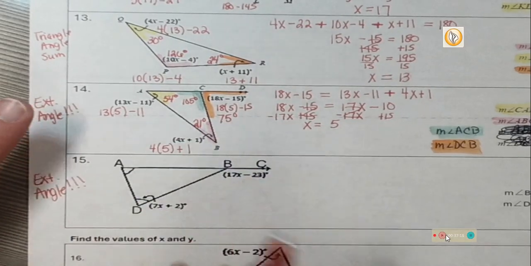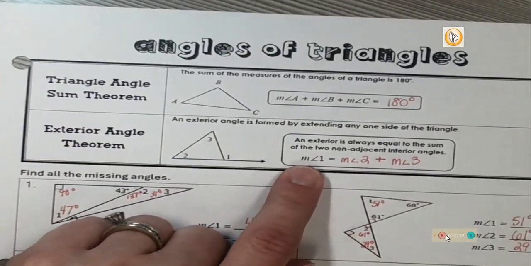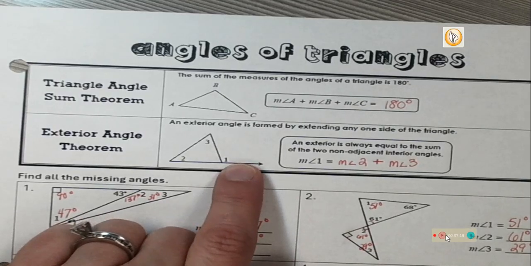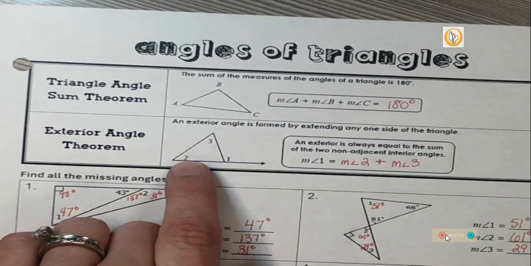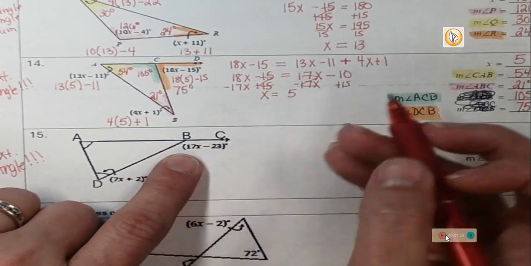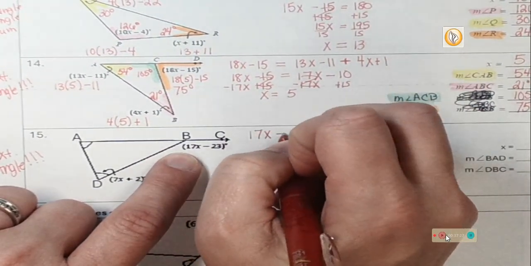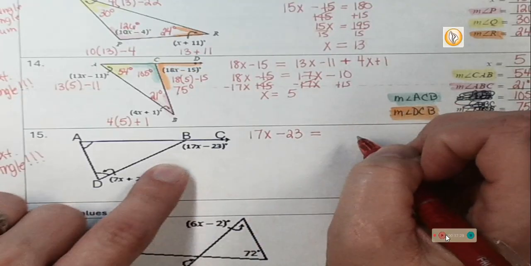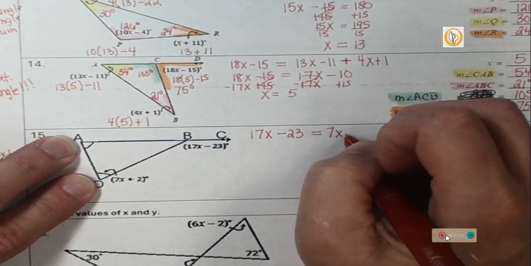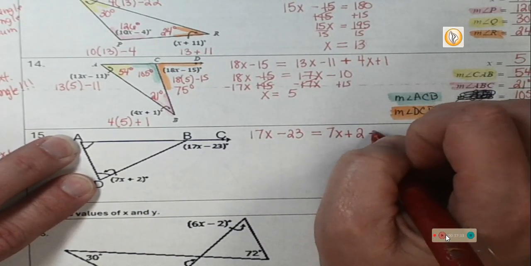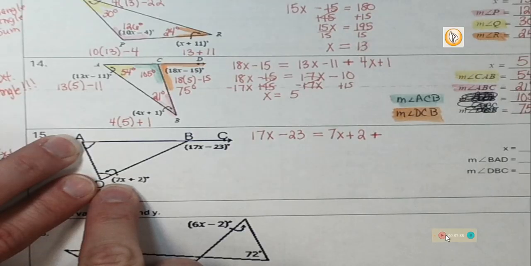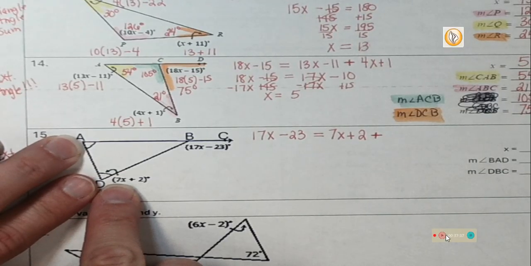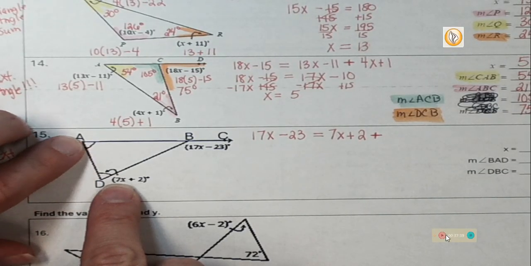That exterior angle theorem, if you need to look back at it, says the exterior angle equals the sum of the two non-adjacent interior angles. So, exterior angle, 17x minus 23 equals the sum of these two. And at first you panic because you say, I only know one, but you actually know the other one. How do you know A? And what is A?